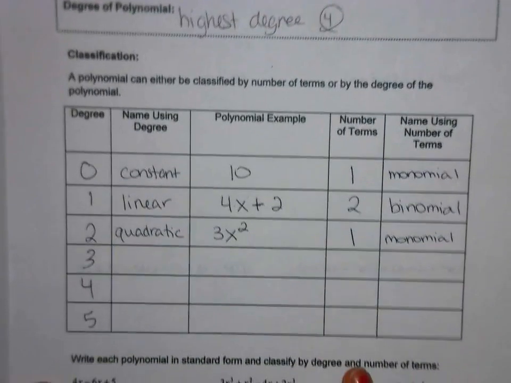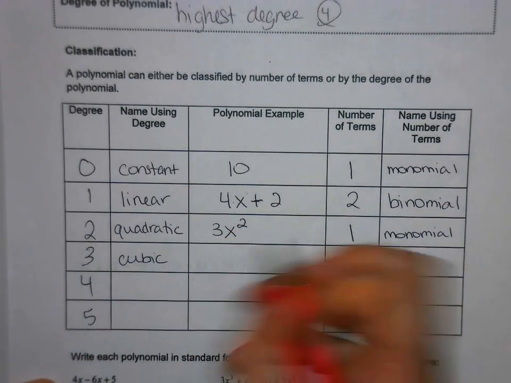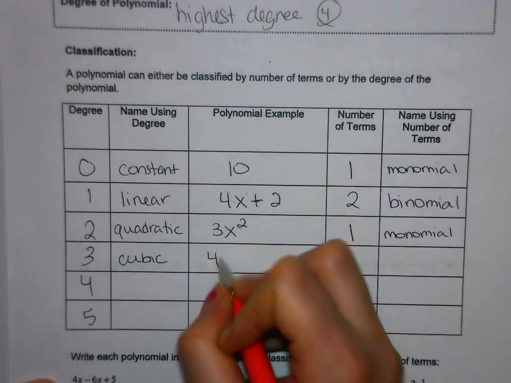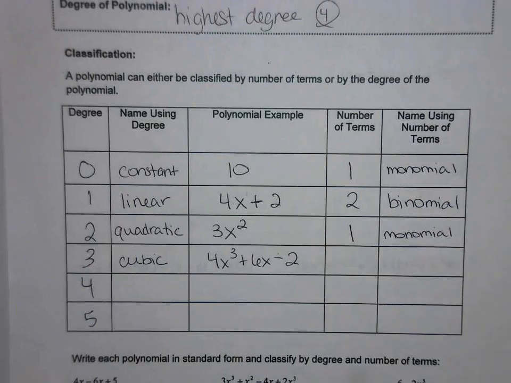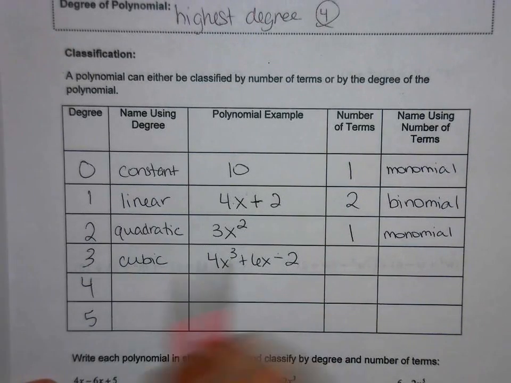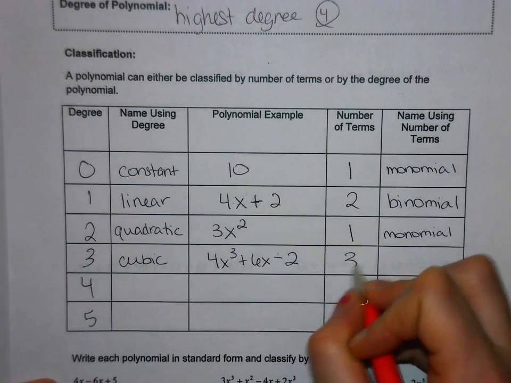If we have a degree of 3, it's called cubic. An example, we could have 4x to the third plus 6x minus 2. Our highest degree is 3, so it's cubic. And in this one, we have 1, 2, 3 terms, and that's called a trinomial.